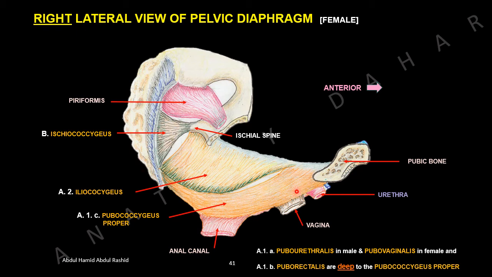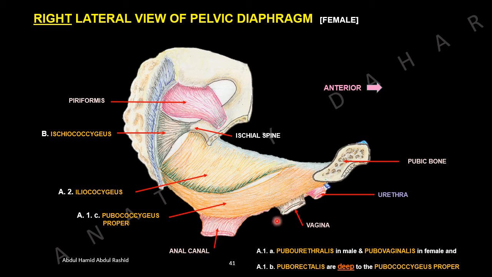The first one, the outermost one from the pubic bone, is A1C, pubococcygeus proper. Next is A2, iliococcygeus muscle. Next is the ischiococcygeus muscle. This muscle's outer surface is fibrous tissue called the sacrospinous ligament. This is the piriformis muscle, which is not a muscle of the pelvic diaphragm.